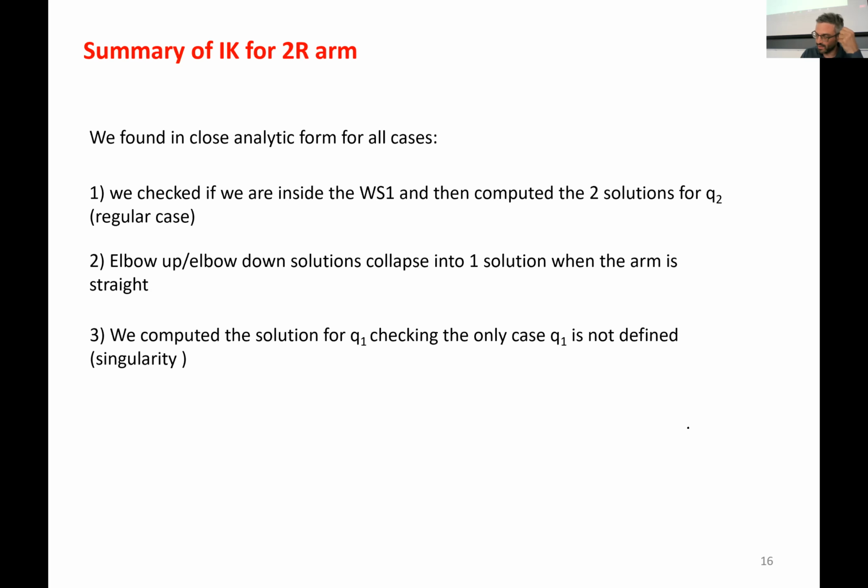We found out that we have two solutions for Q1 and Q2. Two solutions for Q2 correspond to the fact that we have an elbow up or elbow down configuration. This solution will collapse into one solution whenever the arm is completely extended. And we also computed the only case where Q1 is not defined, that is the singularity.